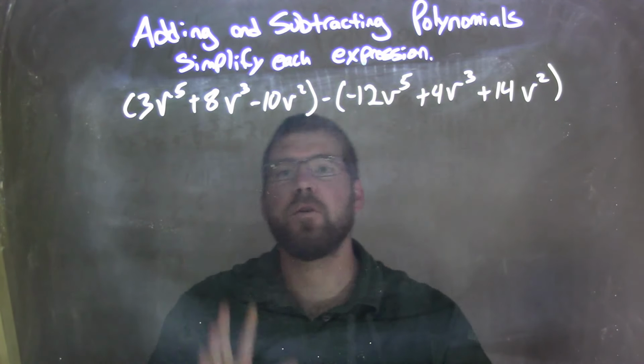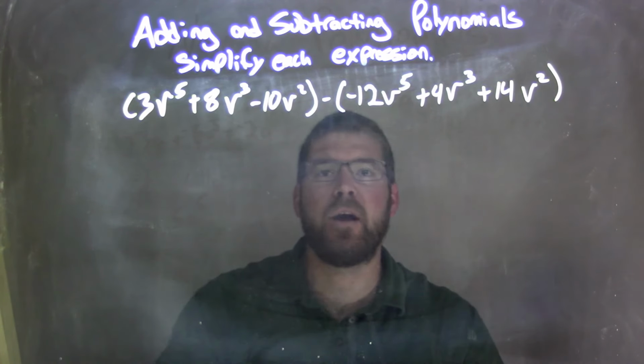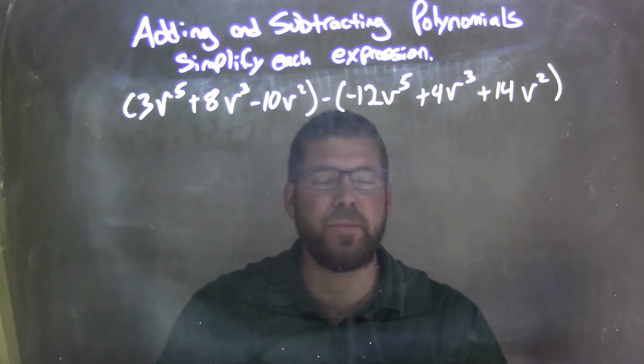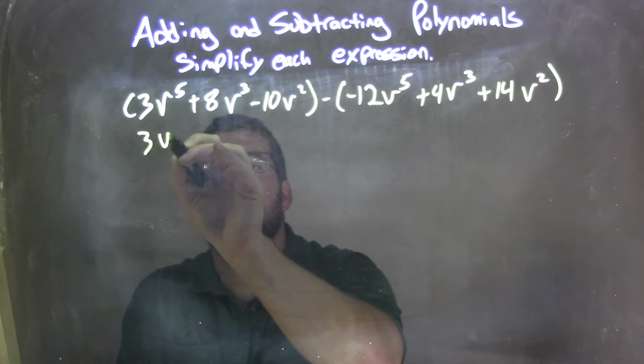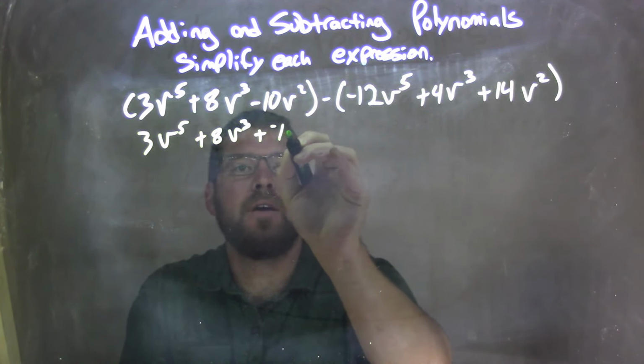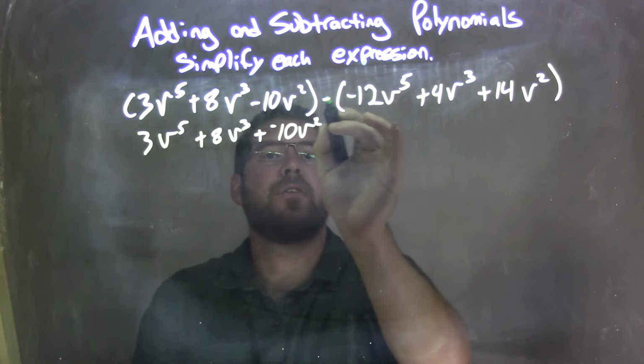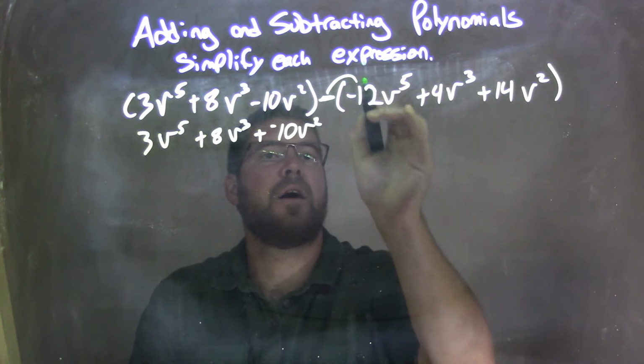Well, I like to first simplify within each parentheses. Nothing to simplify. So now I'm going to make all my negatives be adding positives. So we have 3v to the fifth plus 8v to the third plus a negative 10v squared. Then I'm going to distribute this subtraction sign right here to all parts.